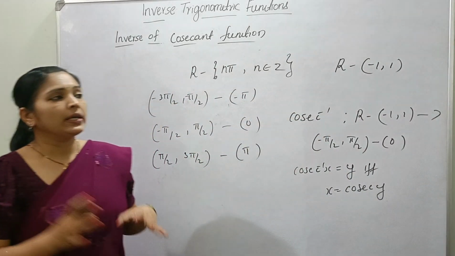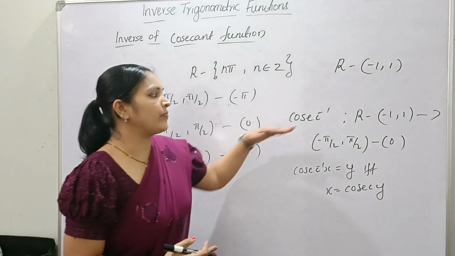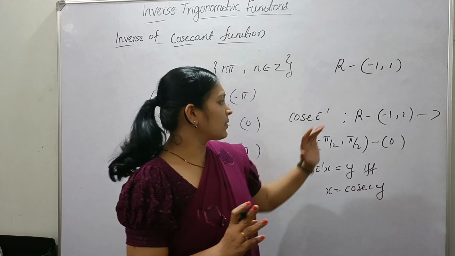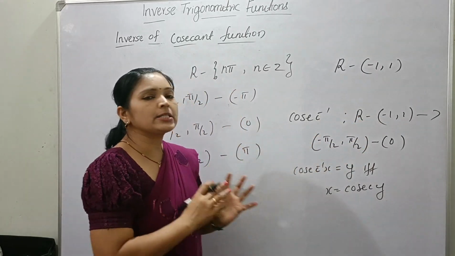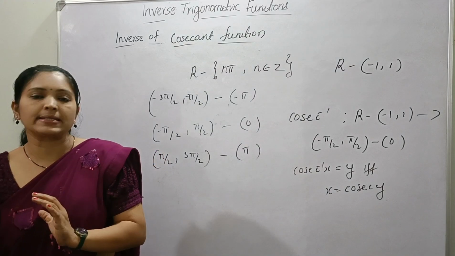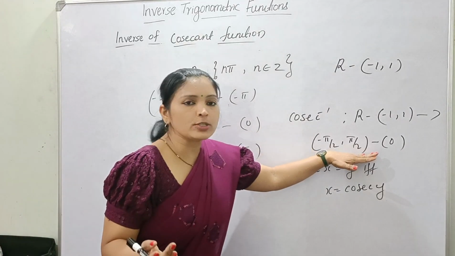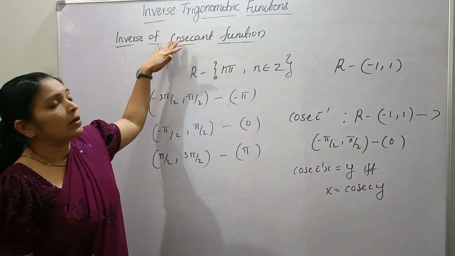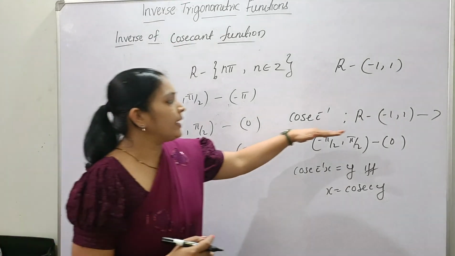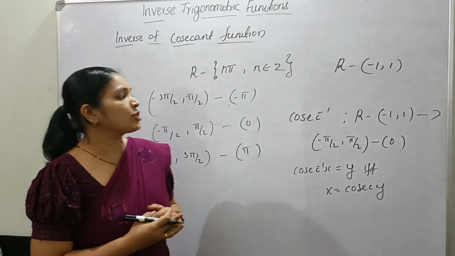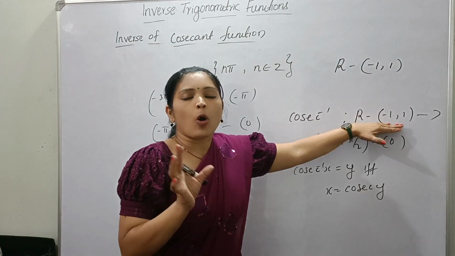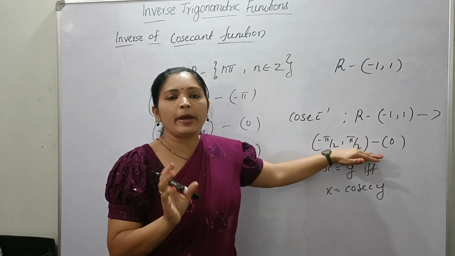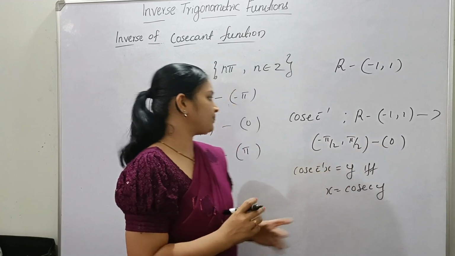So remember, here the domain of the cosec inverse function is R minus the open interval minus 1 to 1, and the range is minus pi by 2 to pi by 2 minus 0. Here 0 is not included, according to the domain of the cosecant function. So the domain of the cosec inverse function is R minus the open interval minus 1 to 1, and the range is minus pi by 2 to pi by 2 minus 0.